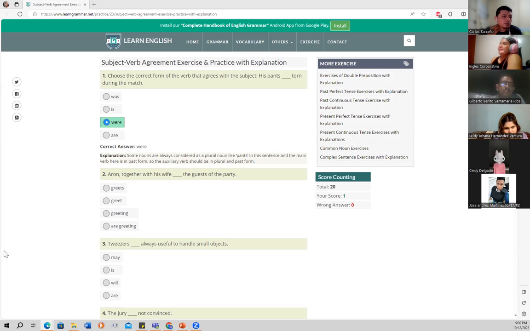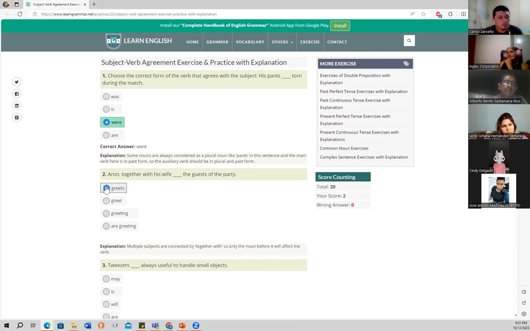Okay, fíjense bien. Tenemos Aaron, coma, una coma, yes. Significa que se separa, okay? Together sí. With his wife. Entonces estamos hablando ya de solo, en este caso, como aquí ya tenemos una coma y separamos esta idea, estamos hablando de solo la esposa. Entonces sería... Greets. Ajá, porque solo estamos hablando de ella, right? Greets the guests of the party.